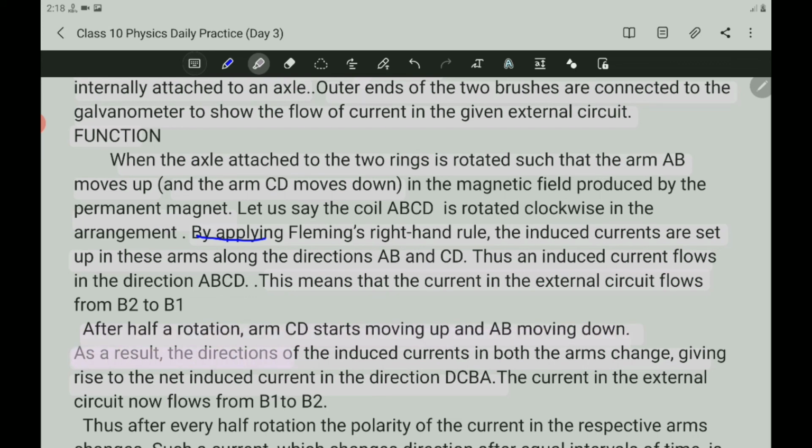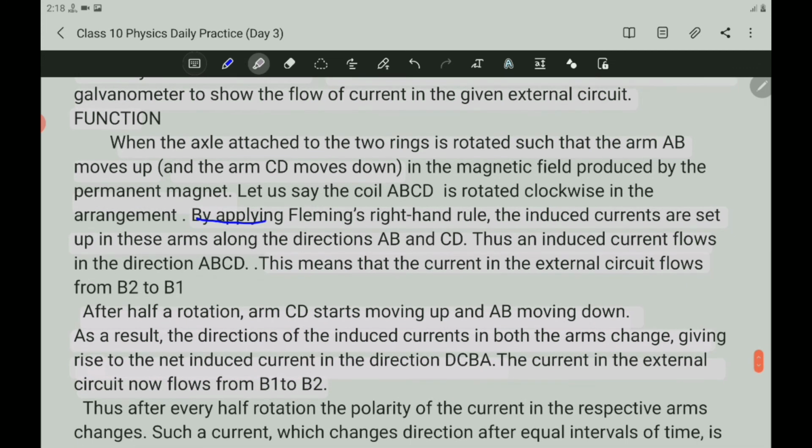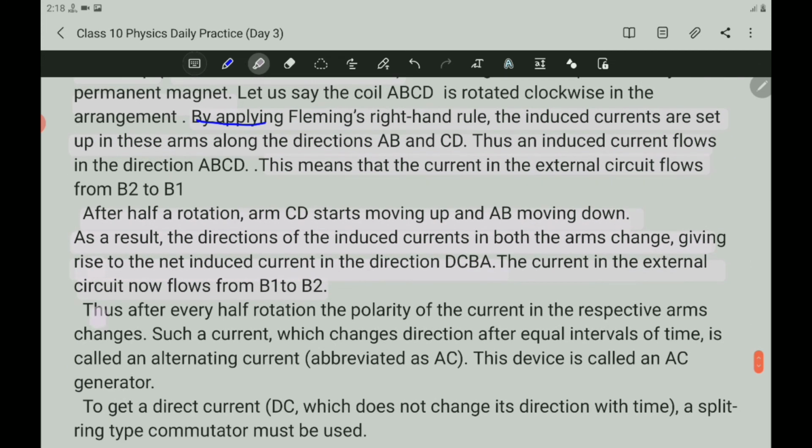Then after half a rotation, arm CD starts moving up and AB coming down. As a result, the direction of the induced current in both arms changes, giving rise to the net induced current in the direction DCBA. The current in the external circuit flows from B1 to B2. Thus, after every half rotation, the polarity of the current in the respective arms changes. Such a current which changes direction after equal intervals of time is called an alternating current, shortly abbreviated as AC. This device is called an AC generator.